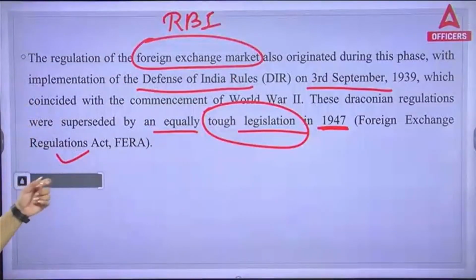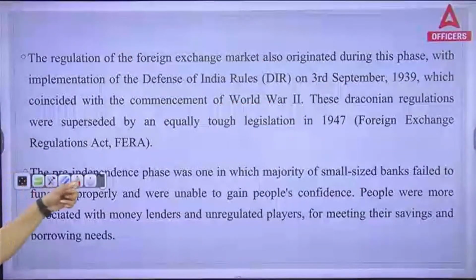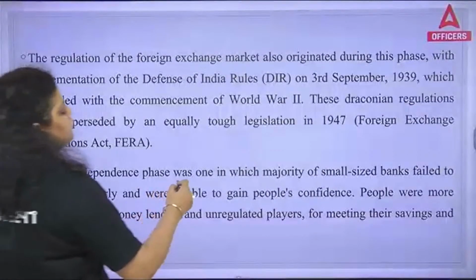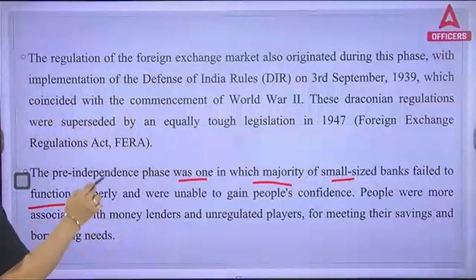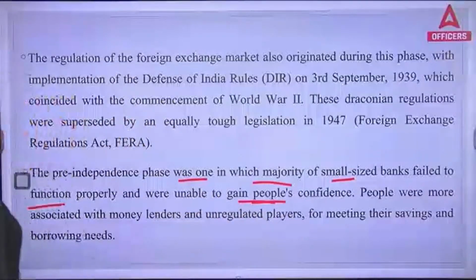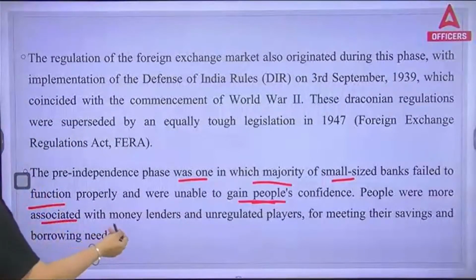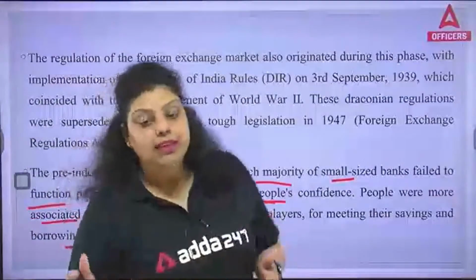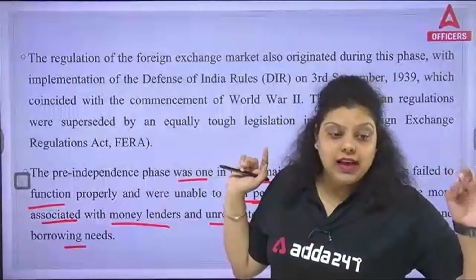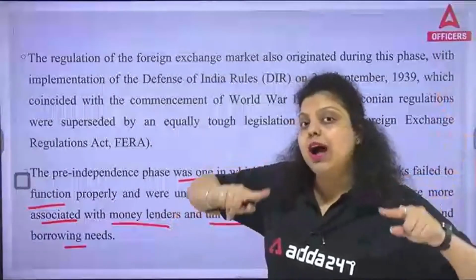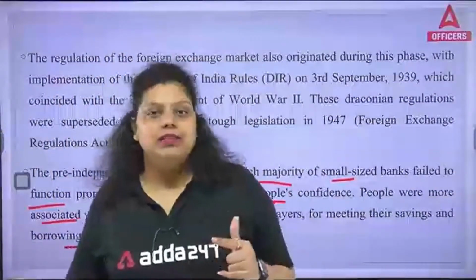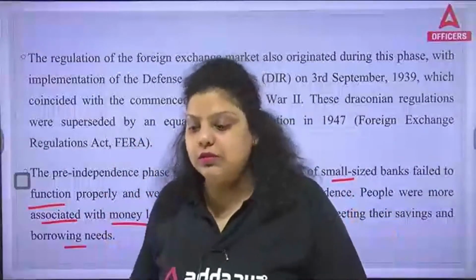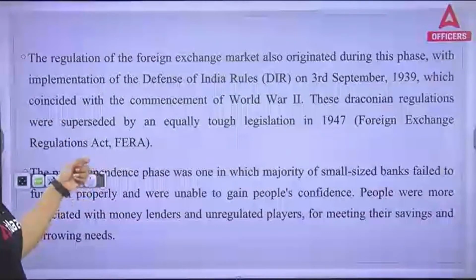Okay, next. FERA stands for Foreign Exchange Regulation Act. It was introduced in 1947, and in 1973 the regulations were changed. The pre-independence phase was one in which the majority of small-sized banks failed to function properly and were unable to gain people's confidence. So people were more associated with money lenders and unregulated players for their savings and borrowing needs. People were not trusting the banks. That's why, in yesterday's class, we studied that the informal financial system also had its importance and advantages in the early times, because people trusted the money lenders.